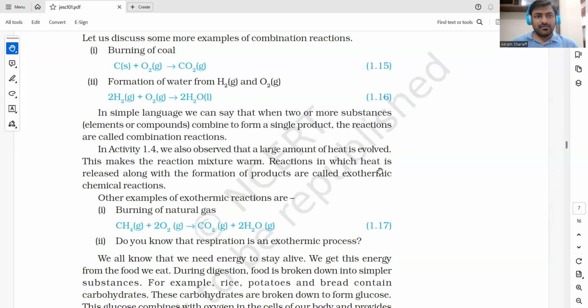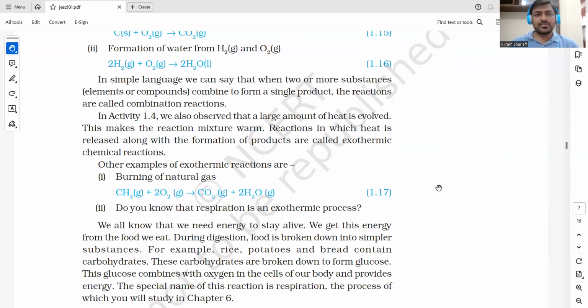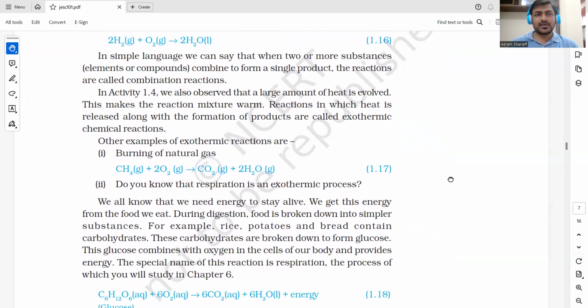So next, formation of water. 2H2 plus O2 gives rise to 2H2O. If you see, hydrogen in gaseous form and oxygen in gaseous form have combined to form water in liquid form. Such a reaction where two reactants combine to form a single product is called a combination reaction. So in simple language, we say two or more substances combining to form a single product is a combination reaction.